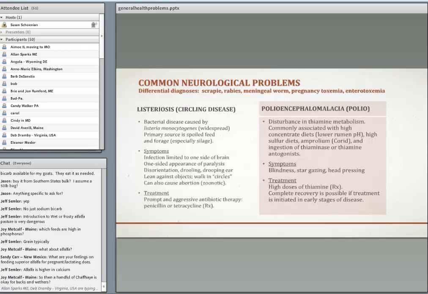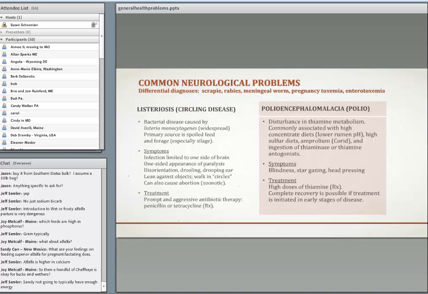The symptoms are actually pretty easy to recognize. They're paralyzed basically on one side. They're disoriented. You'll see that ear will kind of be down. They'll be drooling and slobbering on that one side. They won't walk around you. They'll lean against objects. They essentially do walk in circles. It can also cause abortion, but primarily we see this circling disease.